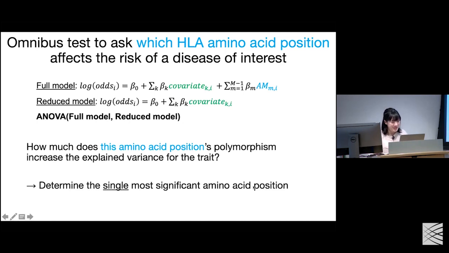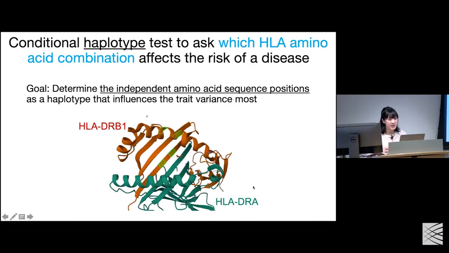I hope this is clear to you. As an extension of this Omnibus test, the conditional haplotype test asks which HLA amino acid positions in combination affect the risk of a disease. So the goal is to determine the independent amino acid sequence positions within HLA molecules, as a haplotype, that influence the trait variance most. This is very similar to the conditional tests we do in GWAS, but we also have to account for the haplotype information for the HLA and also the multi-allelic nature of the amino acid residues, rather than having just 2 types of alleles in the case of SNPs in GWAS.